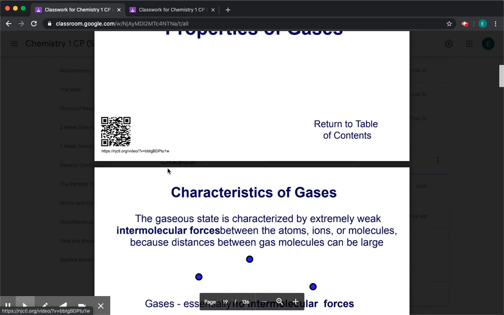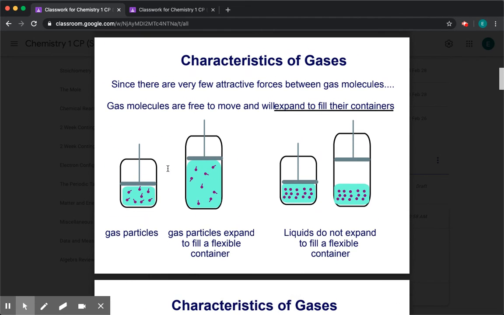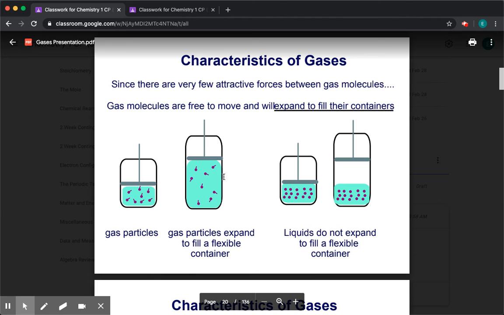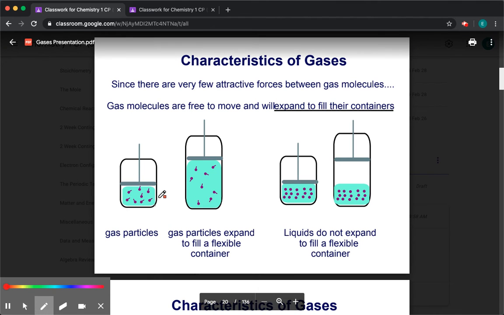Let me give you some insight into the next one for tomorrow, where we talk about characteristics. Because of that no-volume-of-particles behavior, gases expand to fill up their containers. Here you have a container, and here the gases are being pressed down to occupy less space. If you were to lift this pin up and give it more space, all the gases are going to do is expand to fill up the new amount of space.